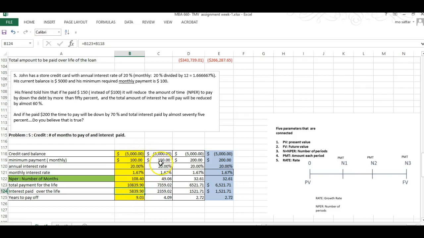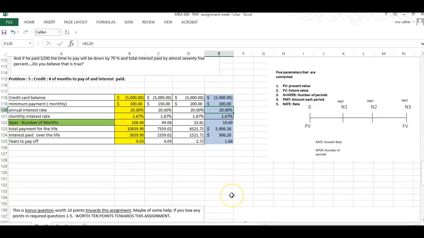If he can pay $150 a month, you can see the amount of interest he's going to pay will be a lot less, and he can pay it off in 4 years. If you can just go to $200, the interest amount will drop to $1,527, and you can pay it off in 270. And if he can go to $300, for example, if I just change that, obviously he can pay a lot less time, and his interest is going to be only $900. So that's really the power of timing of what you're going to do.